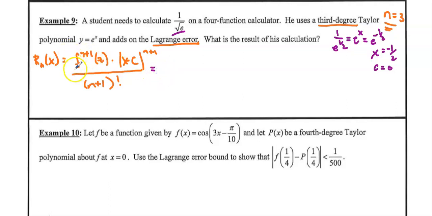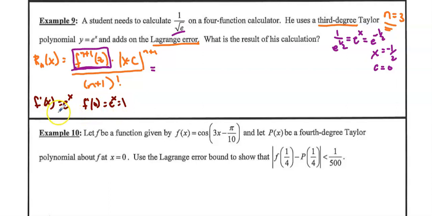So what we need to do here is start plugging stuff in. Now this is the part where we're going to have to find this, right? We need to know what our maximum derivative is going to be when c is equal to 0. Any good calculus student knows that if you take the first derivative of e to the x, we get e to the x. If we plug in our c value of 0, we're going to get 1.